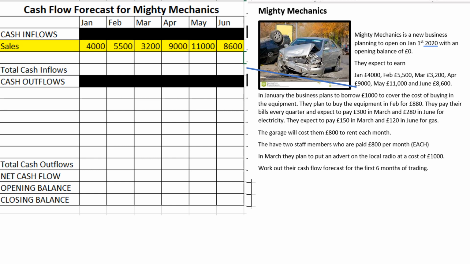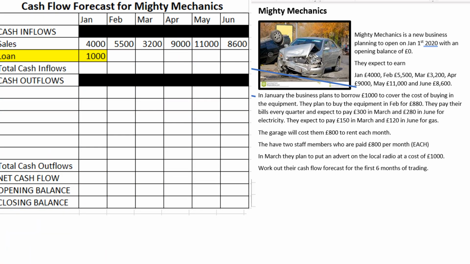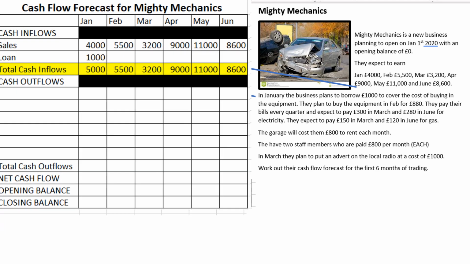There is a second cash inflow, if you look in the paragraph here, that they plan to borrow £1,000 in January. So you can now put the loan for £1,000 in January. So to get our total cash flows, we just add together our sales plus our loan. So in January it will be 5,000, in February it will be 5,500, etc. So we've now done our cash inflows.